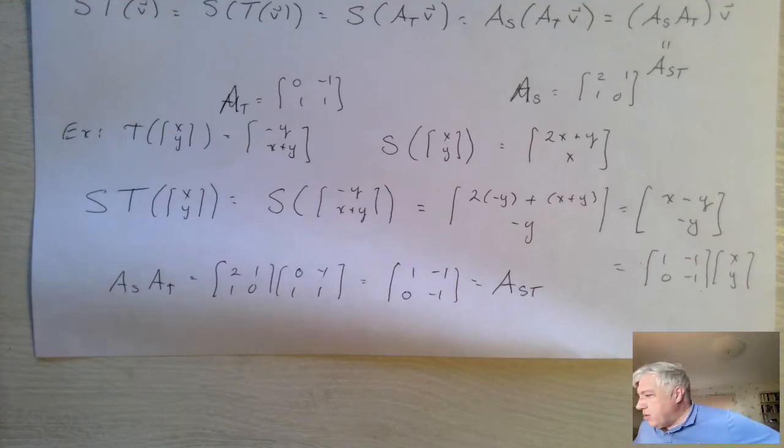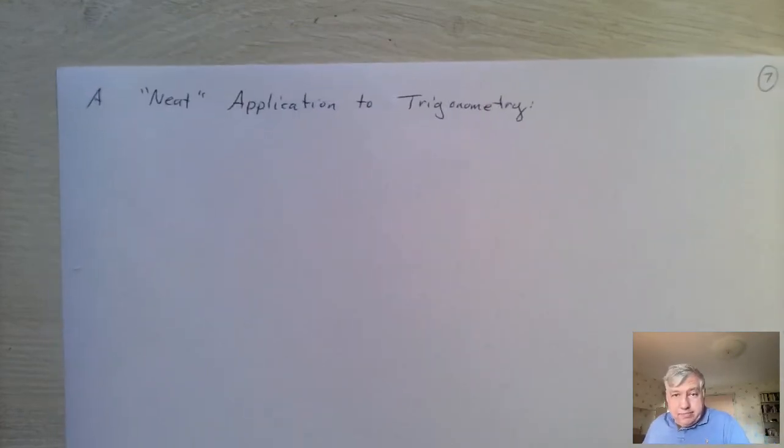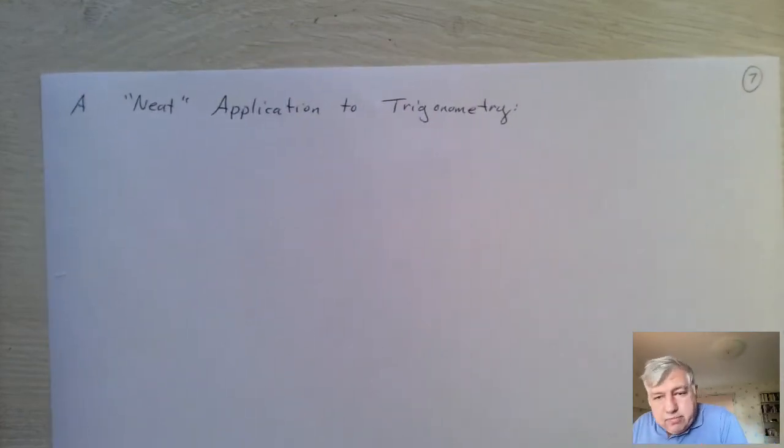Okay, we're going to close this lecture with something neat. Hopefully you think it's kind of neat. Another application to trigonometry. So probably the most unpleasant part of trigonometry was memorizing all those formulas, and probably the most unpleasant formula to memorize was the one for the sum or difference of two angles. That is the sine of the sum of two angles and the cosine of the sum of two angles.